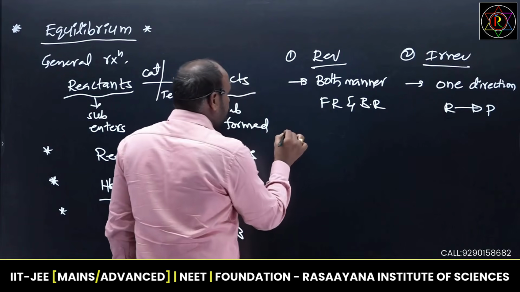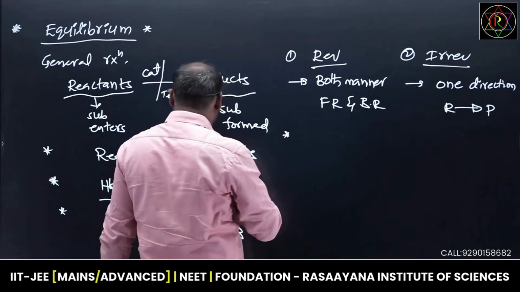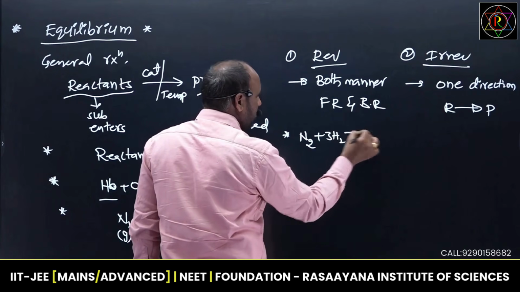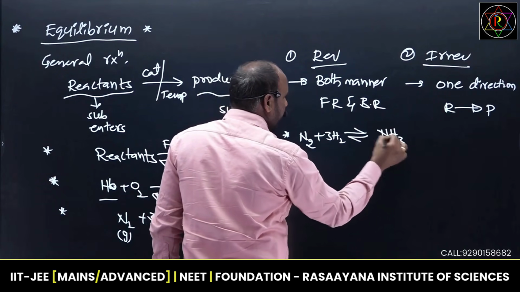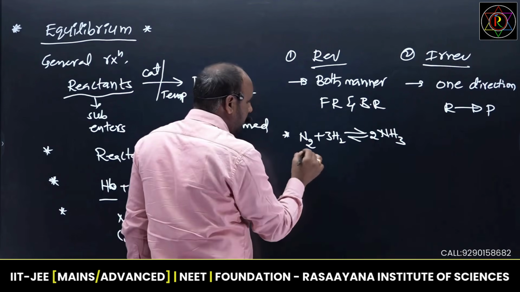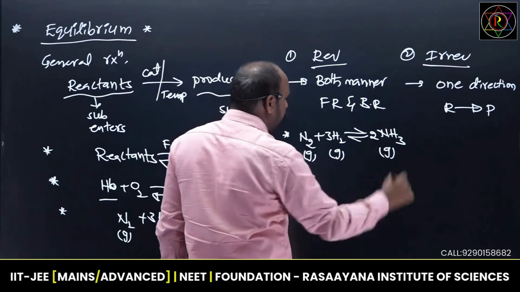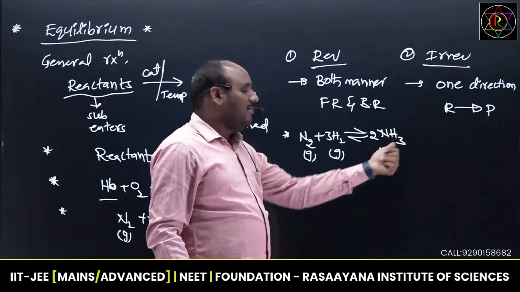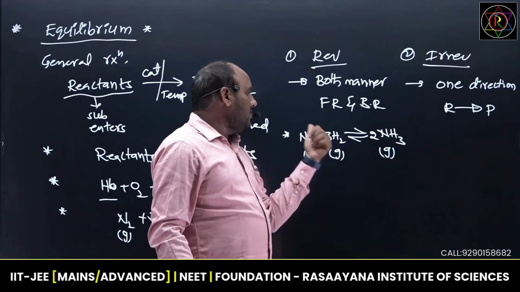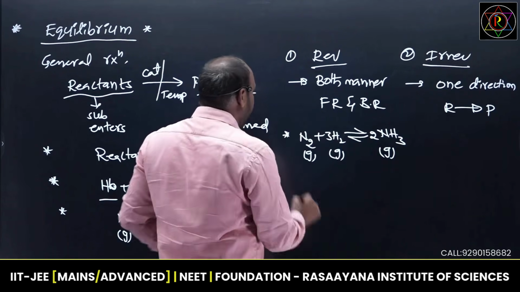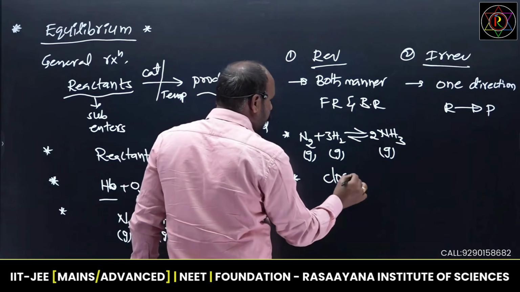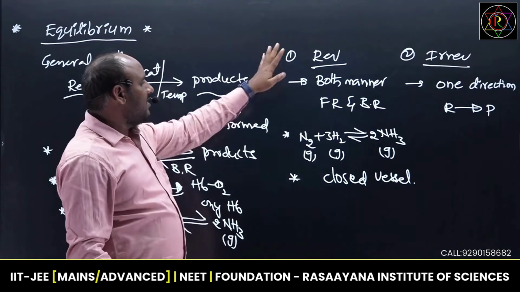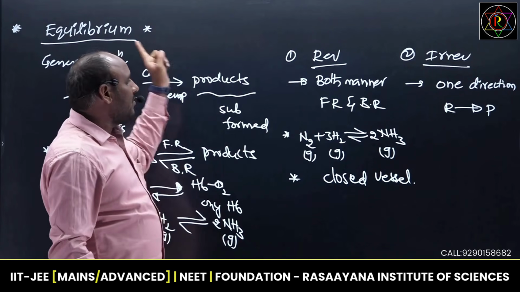An example of a reversible reaction is the synthesis of ammonia: N2 plus 3 moles of hydrogen gives 2 moles of ammonia. These are all gaseous, right? This is the equilibrium: nitrogen and hydrogen combine to form ammonia, and ammonia also dissociates into H2 and N2. This happens in a closed vessel. The equilibrium condition or reversible reactions take place in a closed vessel.